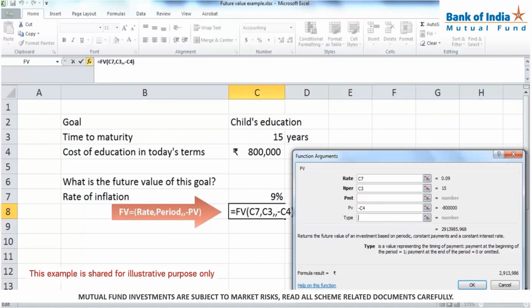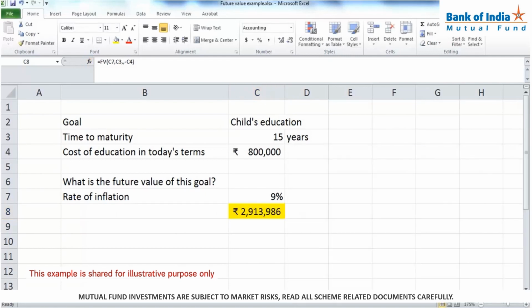In the examples here, we have not used PMT as this will apply if the amount is not a lump sum but required periodically. The PV is the present value, which is the current cost of education. FV is the future value that is being estimated over a 15-year period, assuming a 9% increase in the PV.